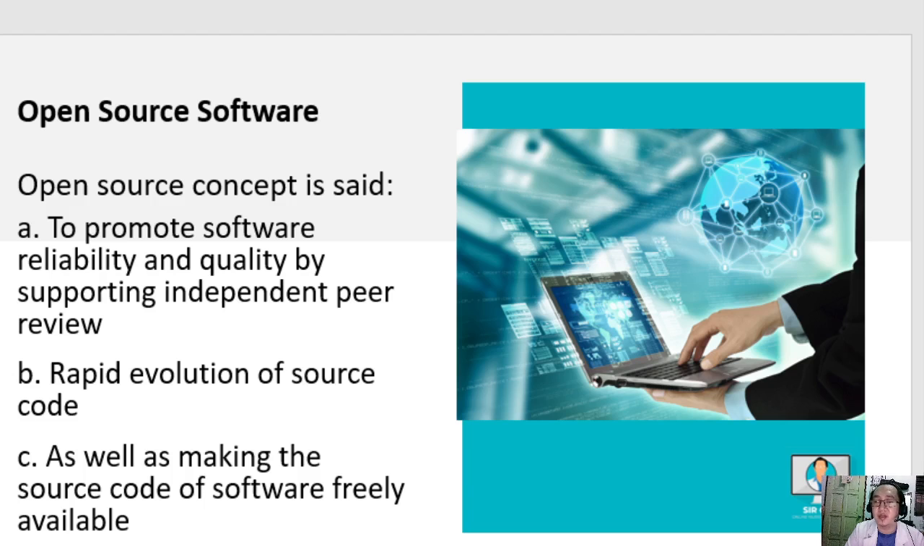The open source concept is said to promote software reliability and quality by supporting independent peer review. Rapid evolution can also happen because the source code is open, for as long as you know how to code and program, of course, as well as making the source code of software freely available. That means higher chances of developing a better one, or the evolution of the software may increase.